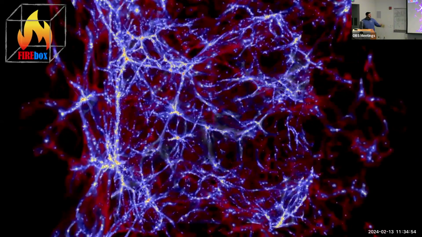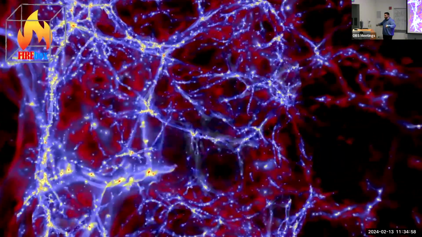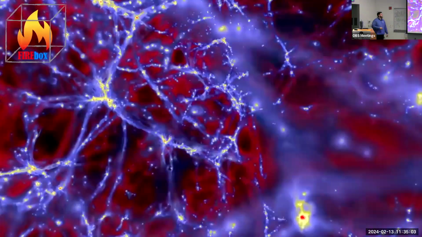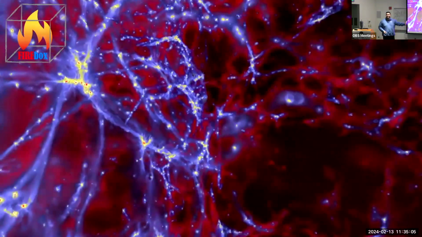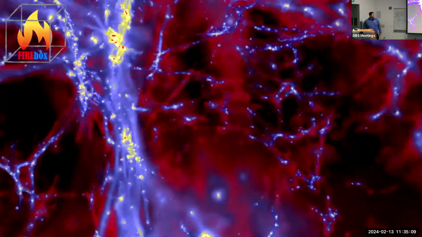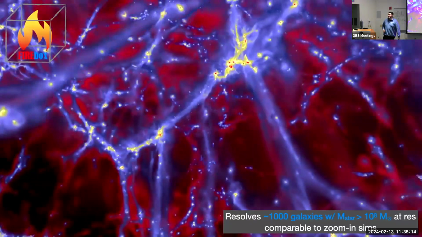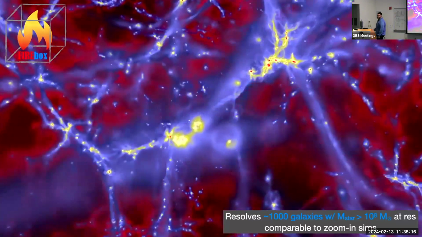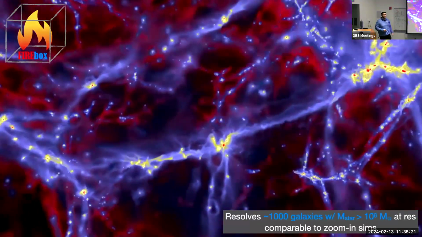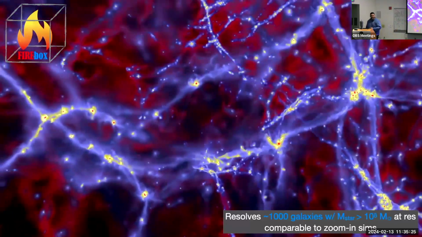Very recently, the FIRE collaboration has put out a larger box simulation run with the FIRE-2 feedback implementation. This box has a side length of about 22 megaparsecs, and it resolves about 1,000 galaxies with stellar masses greater than 10 to the 8th solar masses at a resolution comparable to some of the zoom-ins that I was showing before. So it gives us a larger sample to look at.